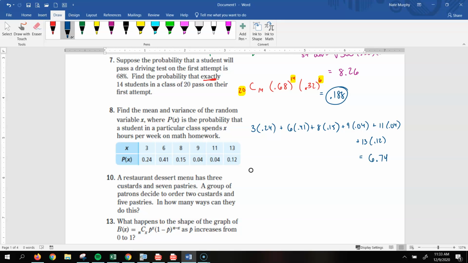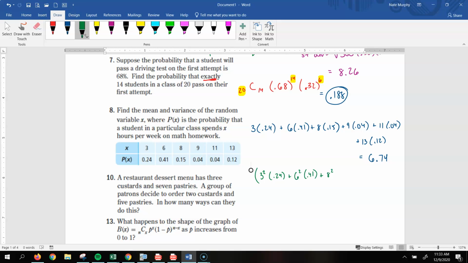So that's the mean. Now to find the standard deviation, we're going to do the same thing, but it's going to be a bigger process. We're going to square each of those. We're going to do that first. So we take 3 squared times 0.24 plus 6 squared times 0.41. Now if I was typing this in my calculator, I would not type in 8 squared. I would just do myself a favor and just type in 9 times 0.24 plus 36 times 0.41. You're smart enough, you know how to square these.